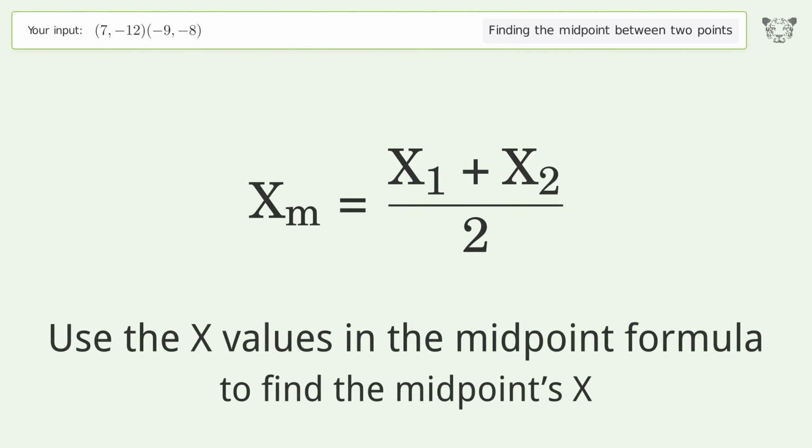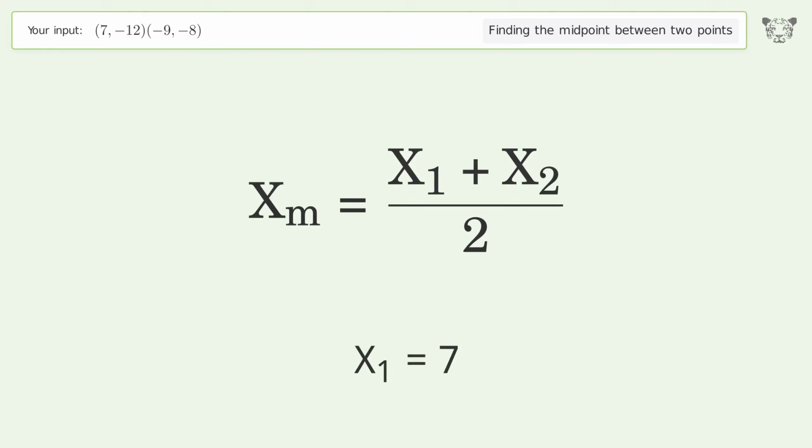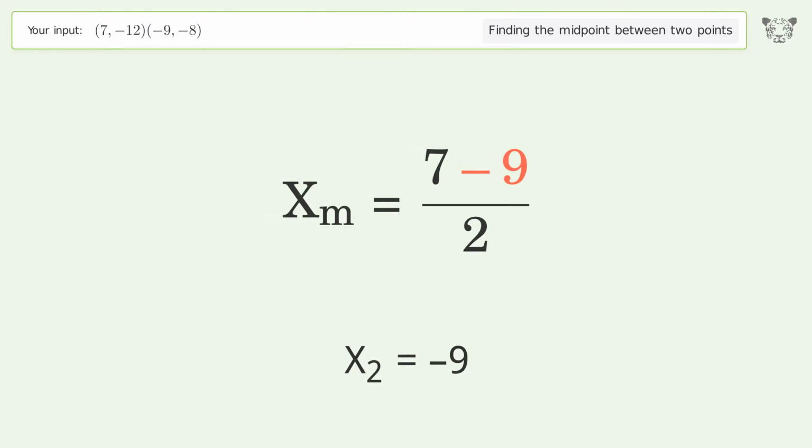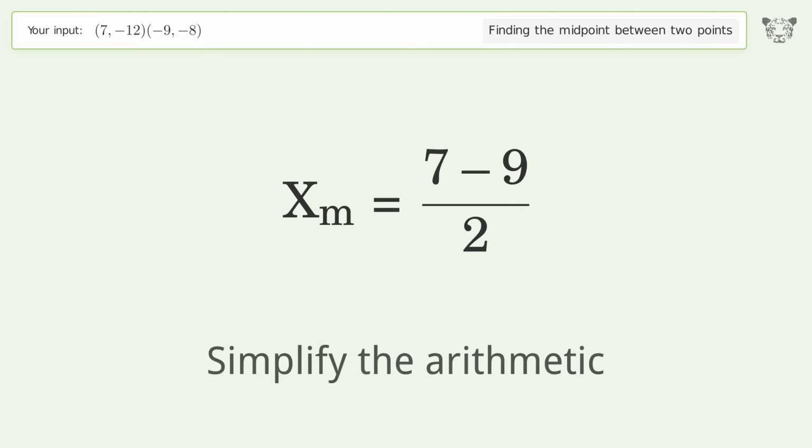Use the x values in the midpoint formula to find the midpoint's x. x1 equals 7. x2 equals -9. Simplify the arithmetic.